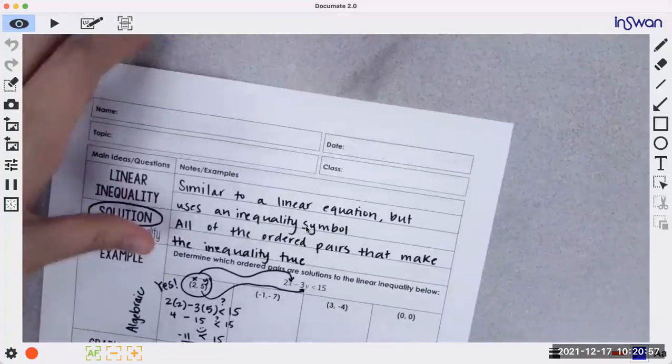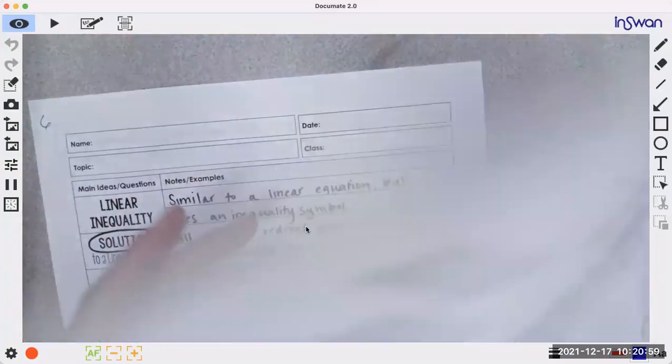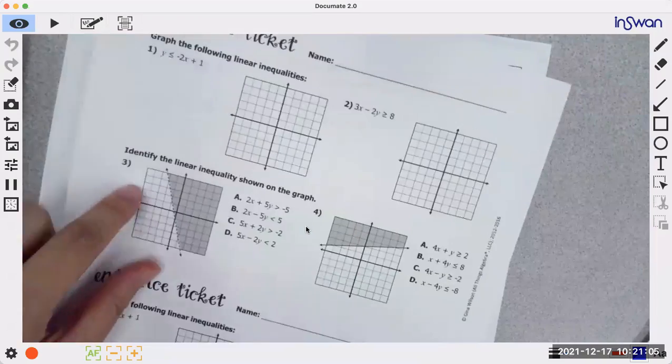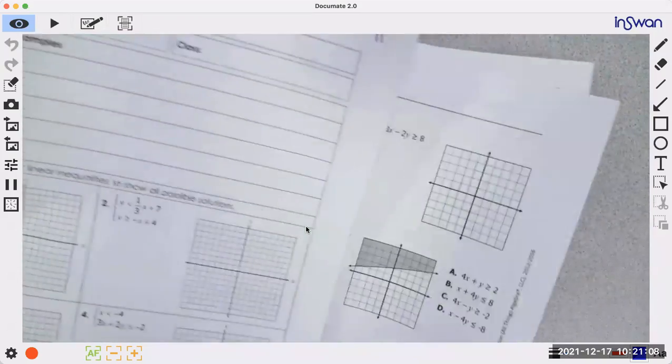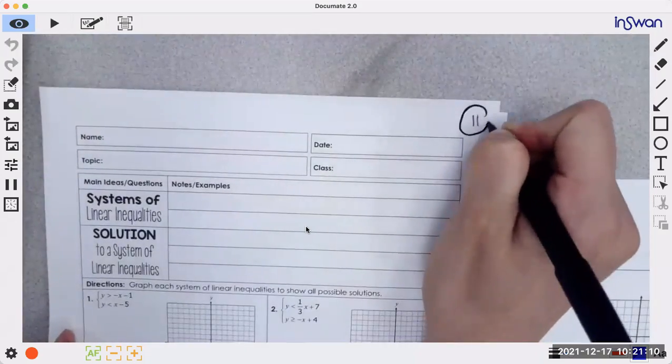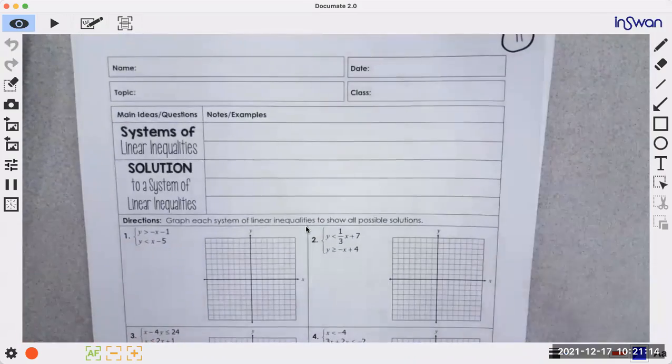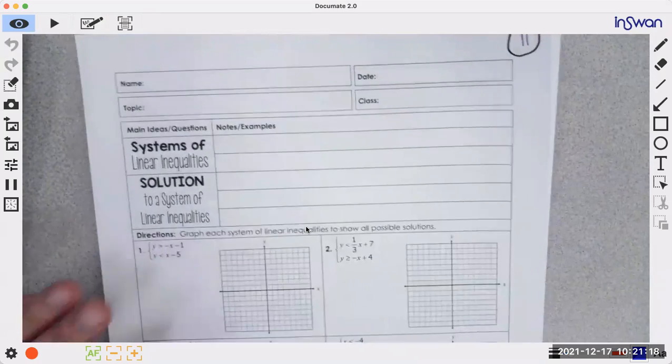So go ahead and flip over with me to the first page that you see about systems, starting on page 11 in your packet. Just make sure that my screen is still shared here.